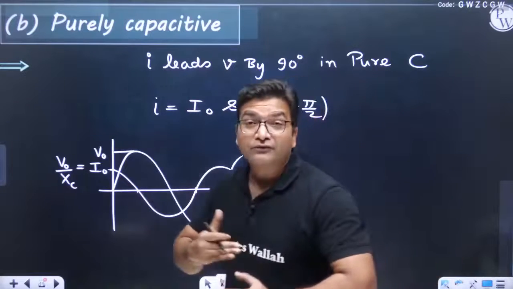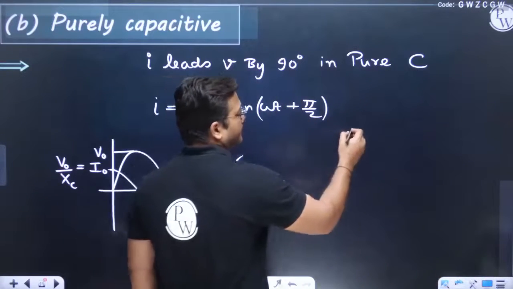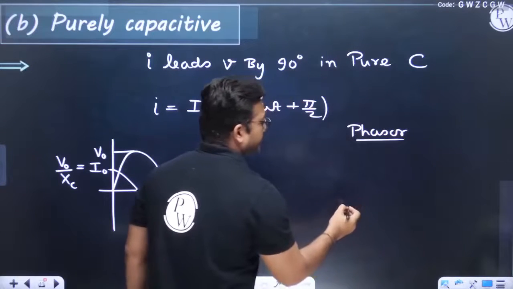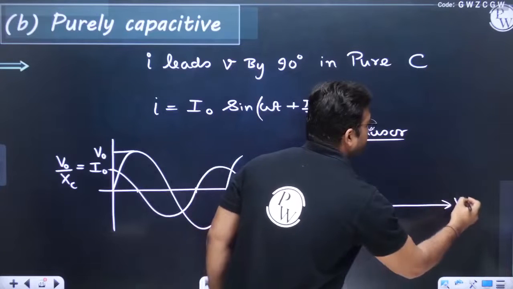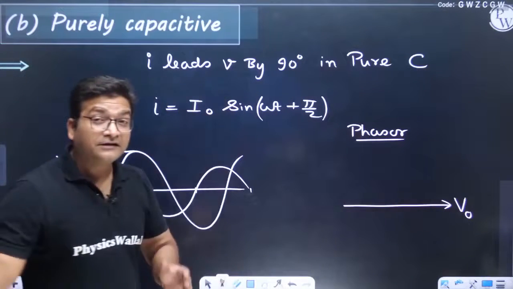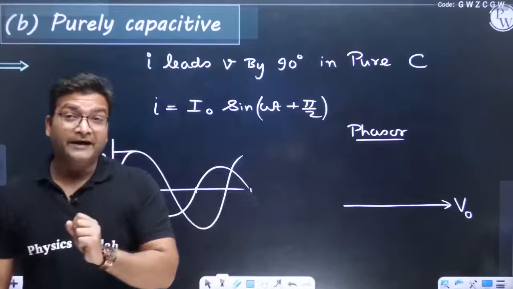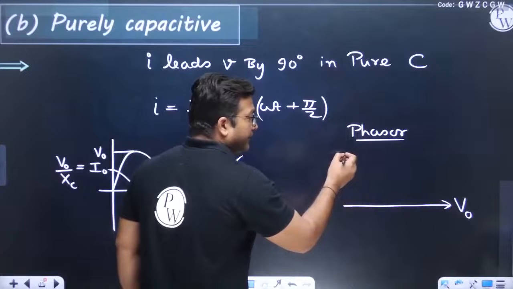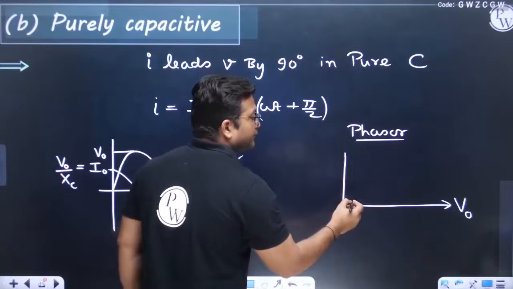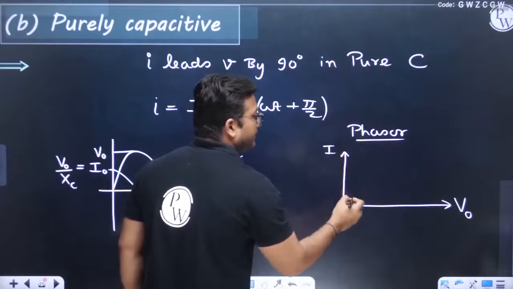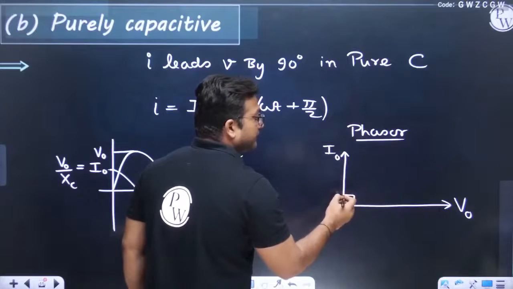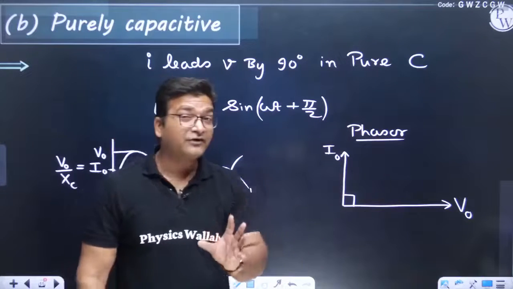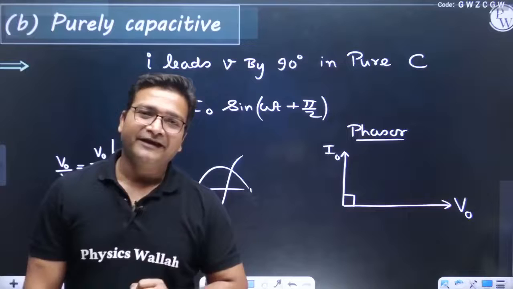And if you try to draw the phasor, the phasor of voltage is V naught, but as the current leads voltage by 90 degrees, if it is leading, always make it ahead in anti-clockwise direction. So make the current phasor 90 degrees ahead in anti-clockwise direction than voltage. This will be the phasor of current and voltage for a purely capacitive circuit.